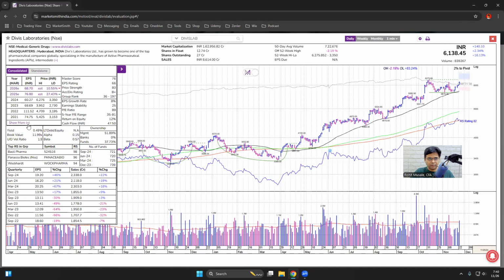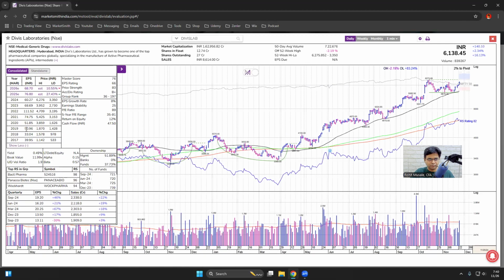Okay. Have a look at this number. Last 3 years, so 2022, 23, 24. From 21 to 22, it has increased. There is growth. But from 22 to 23, it has decreased, right? From 111, it has gone to 68 rupees. Now from 23 to 24, it has decreased further. It has gone to 60. So 2 years of decelerating growth.